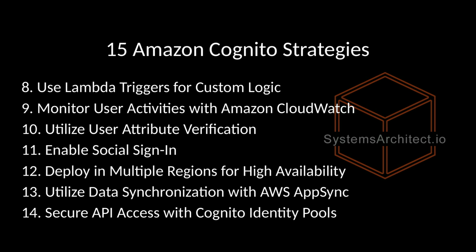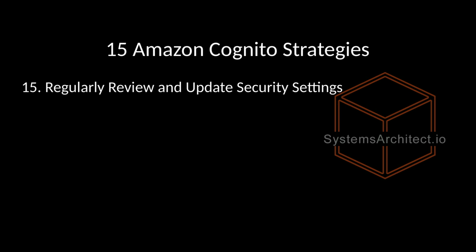10. Utilize user attribute verification. 11. Enable social sign-in. 12. Deploy in multiple regions for high availability. 13. Utilize data synchronization with AWS AppSync. 14. Secure API access with Cognito identity pools. 15. Regularly review and update security settings.